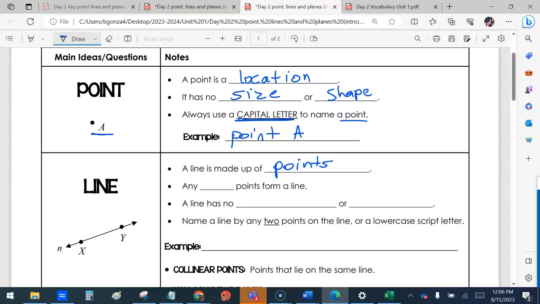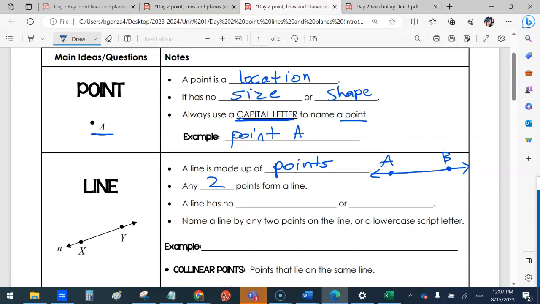Any two points form a line, right? Y'all know that if you have one location and another location, you can definitely make a straight line in between them. For example, if I have A and B, I can definitely make a nice straight line through A and B. Cool.